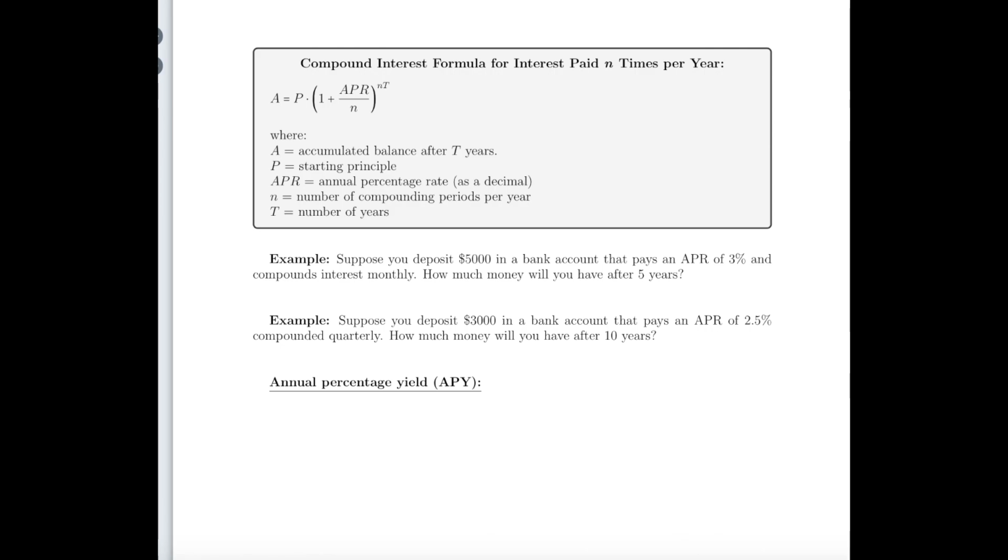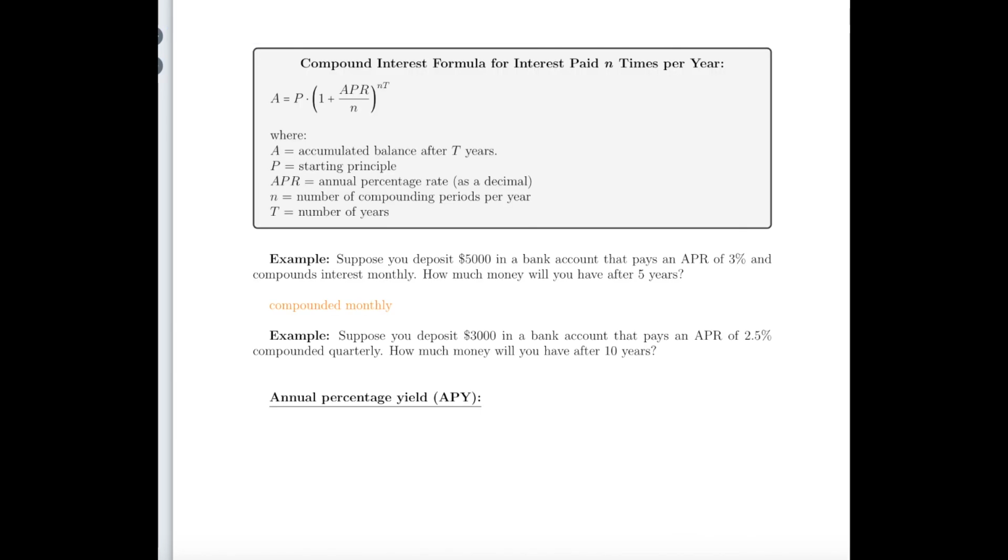So if it's compounded monthly, let's see what orange looks like. Oh, that's cute. If it's compounded monthly, that means n equals what, you guys? How many months are in a year? I hope you know. If it's compounded monthly, that means n equals 12. So 12 months in a year, that means we're compounding 12 times a year. Make sense? Awesome.